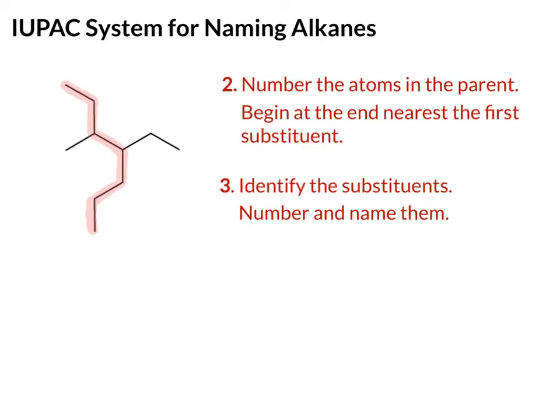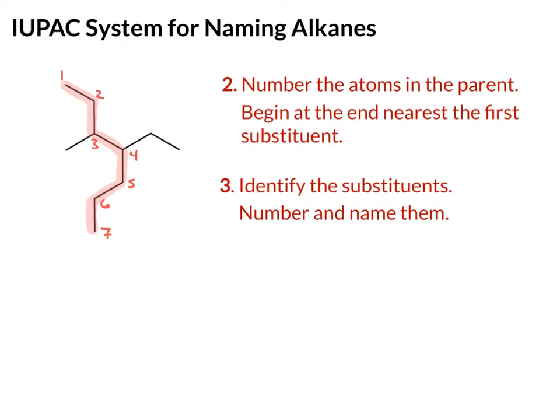The next thing we do is number the atoms in the parent and begin at the end nearest the first substituent. So if we start right here, 1, 2, 3, we have our first substituent at 3. If you start down here, 1, 2, 3, 4, you don't have your first substituent until carbon 4. So starting up here is the better option. So let's number this chain. Here's our 7 carbon atoms.